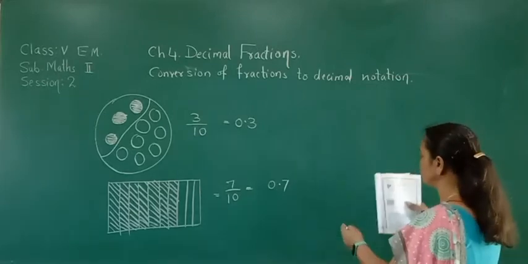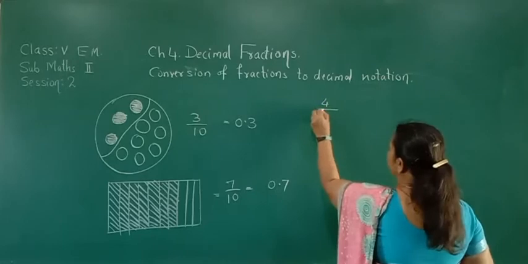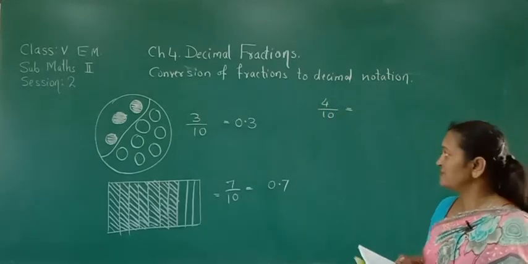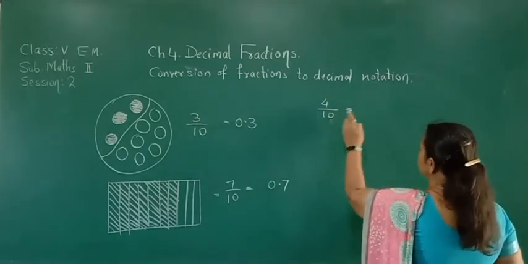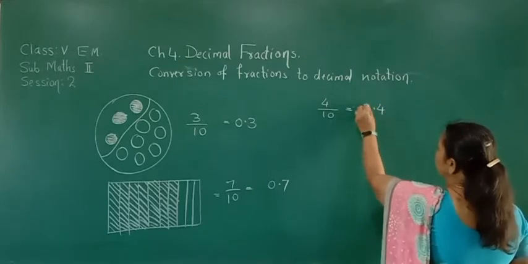Now suppose without diagrams, it is given as 4 by 10. Here the denominator is 10, and in 10 we have one zero. So this 4 we write as it is, then we put the decimal point, and we get 0.4.